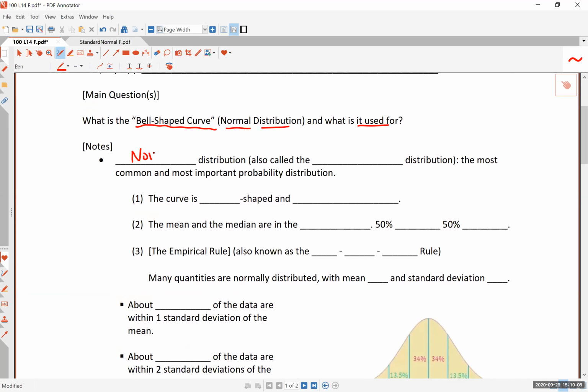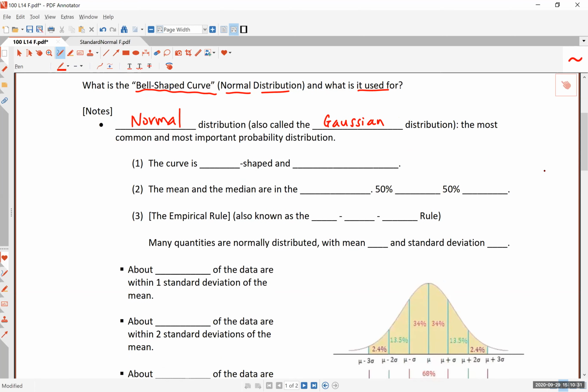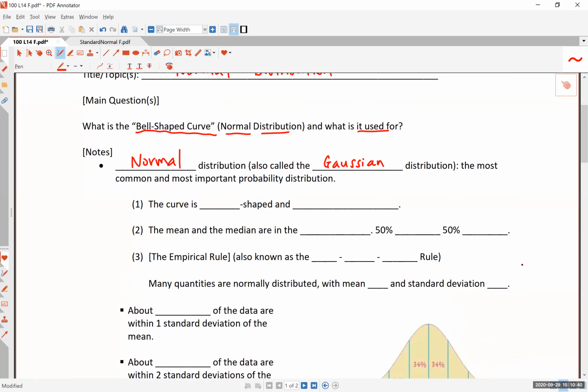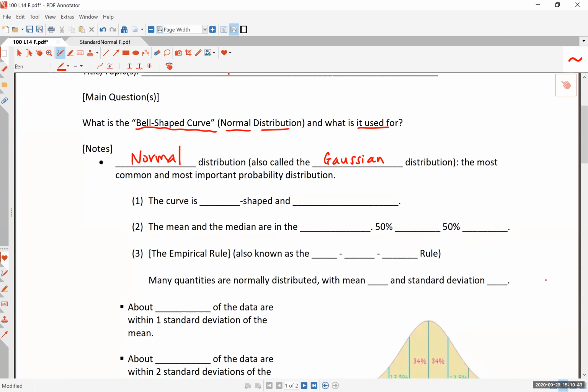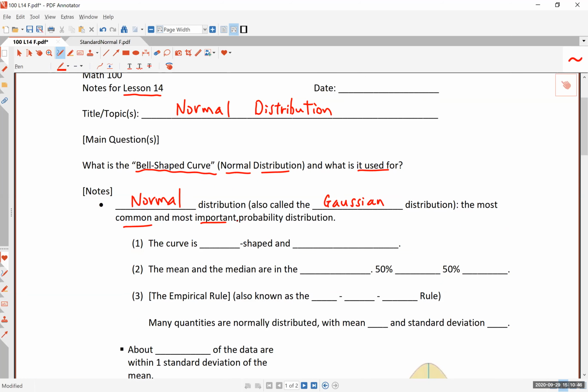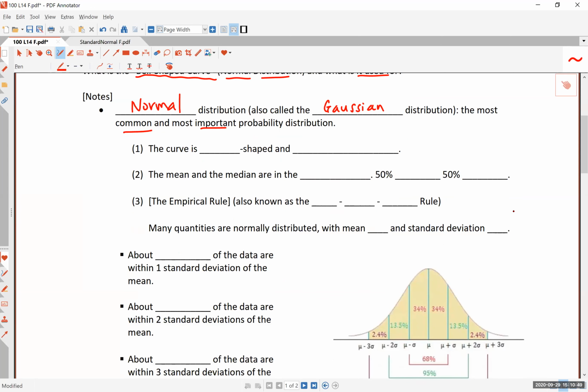In fact, let's go ahead and start noting this, a normal distribution, also called the Gaussian distribution. It is named after one of the most famous mathematicians in the history of mathematics, Carl Friedrich Gauss, a German mathematician from the 19th century. He, among many things, studied this particular curve extensively, and sometimes it's called the Gaussian distribution or the normal distribution, the same thing. As it turns out, it is the most common and the most relevant or important probability distribution. There's a reason for it.